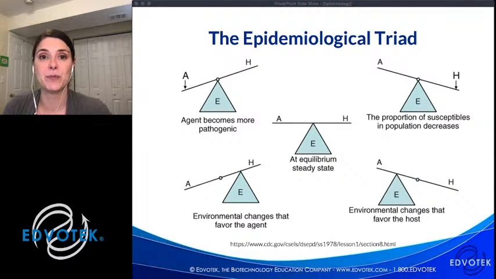So if a virus becomes more pathogenic, so that means it can cause more severe sickness, or it's easier to spread, it's easier to infect people, the scale is going to be tipped in favor of the agent, and the individual will get sick and be able to spread disease throughout the community. If the numbers of the pathogen change, the scale can be tipped in favor of the agent. So we could think about, right now with respiratory viruses, being indoors versus outdoors.